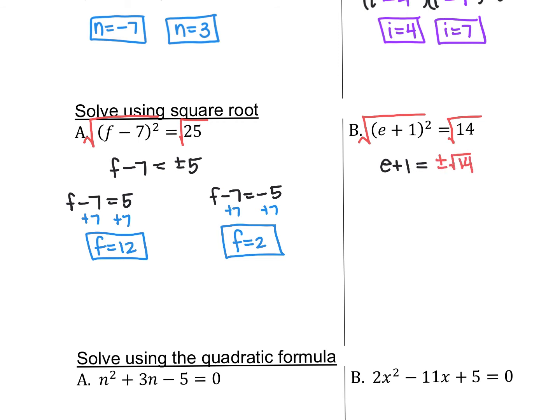You can break this into 2 equations, or you can keep it as 1. I think most of you keep it as 1, so I'll solve it this way. If it's e plus 1, I subtract 1. This cancels the 1, and then I get e equals, and we normally put the rational part first, so the negative 1, and then the positive and the negative square root of 14 is over here. And if you split it into 2 answers, you would have e equals -1 plus the square root of 14. And then for your second answer, you would have -1 minus the square root of 14.